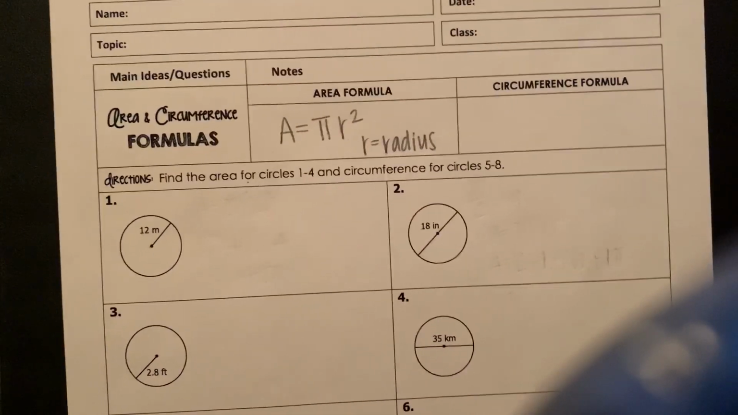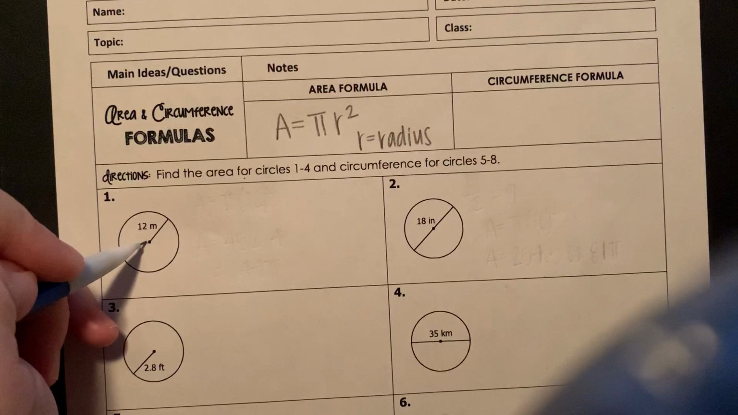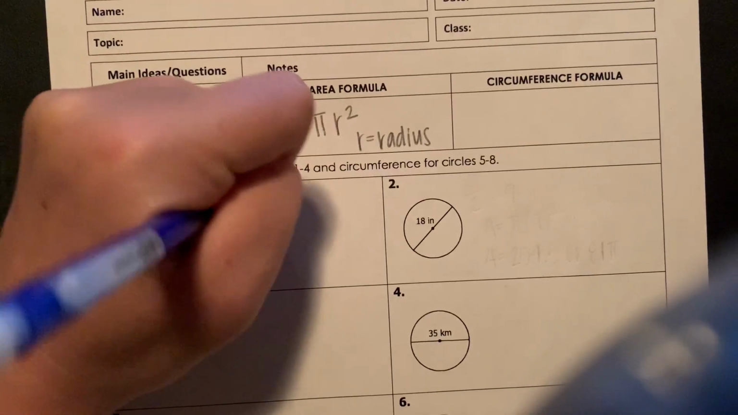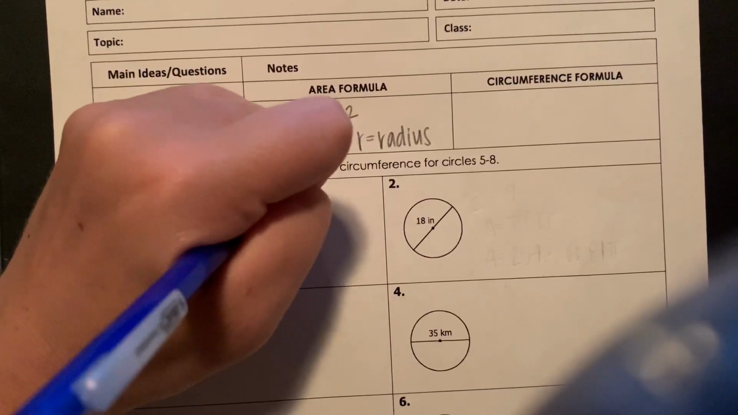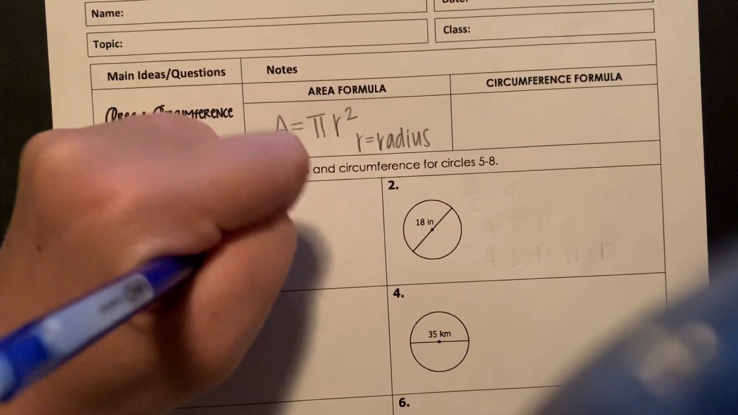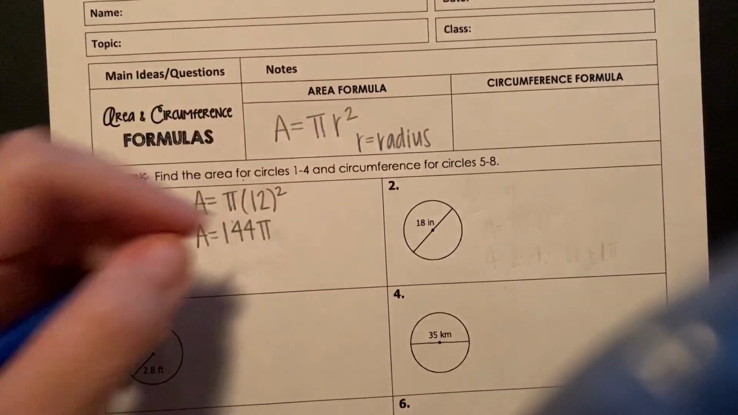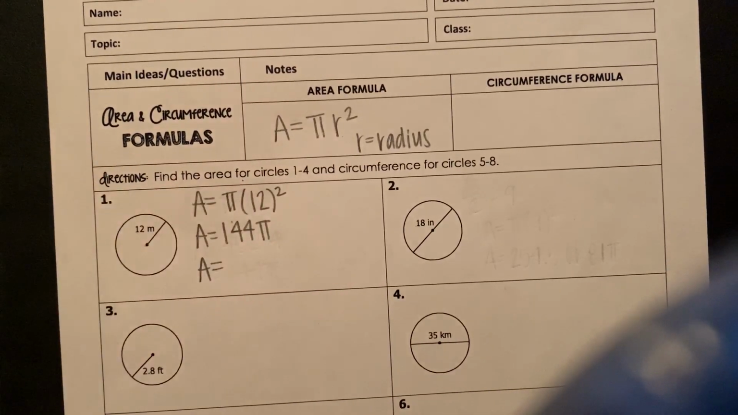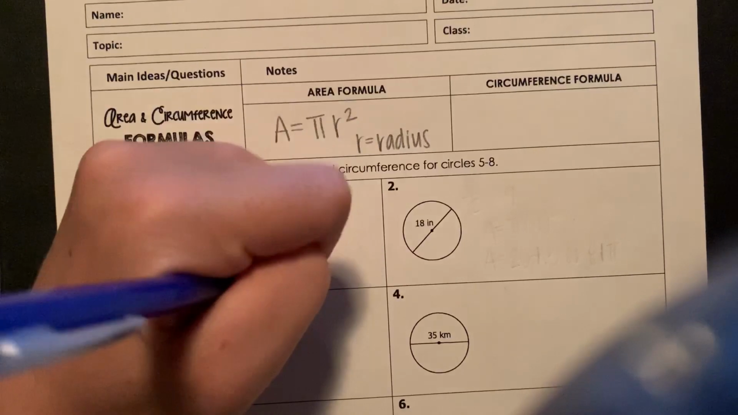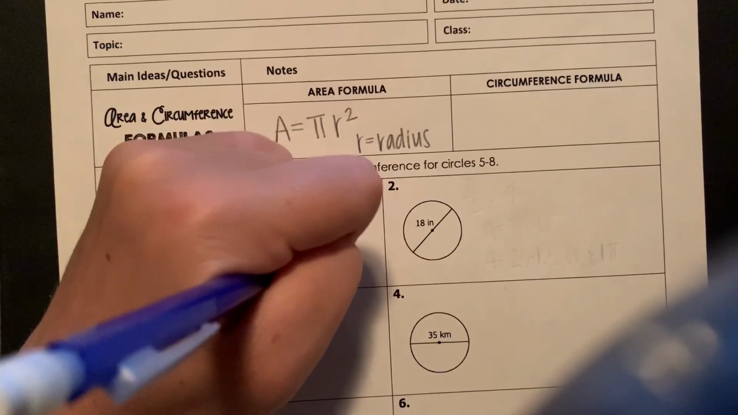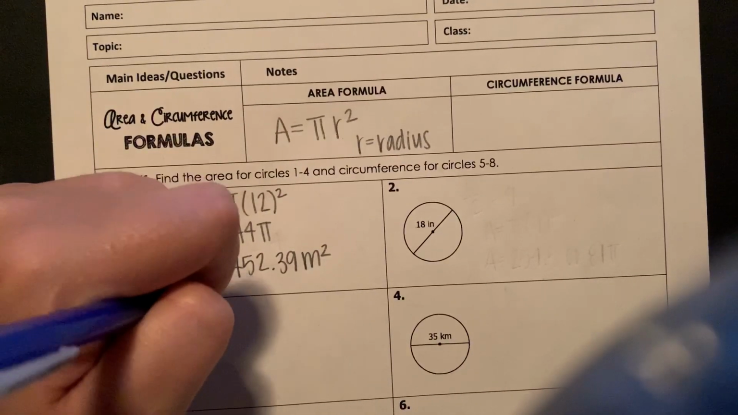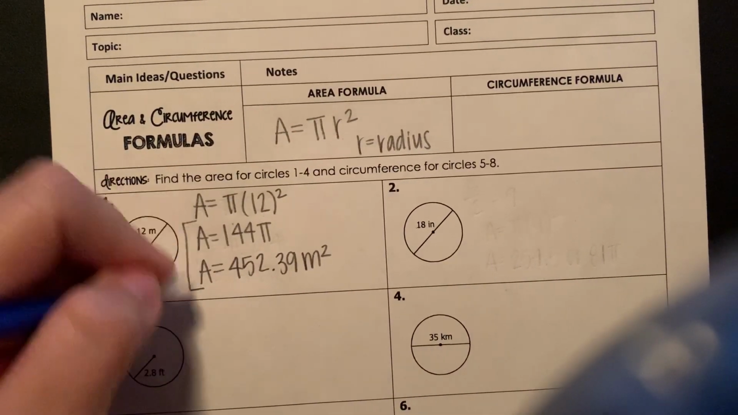Alright, so if we look at the first example, we're given the radius of 12 here, so I'm just going to plug that into my formula. So I'm going to say A equals pi times 12 squared. So A is going to equal 144 pi. And if I work that out, that's going to come out to 452.39 meters squared.